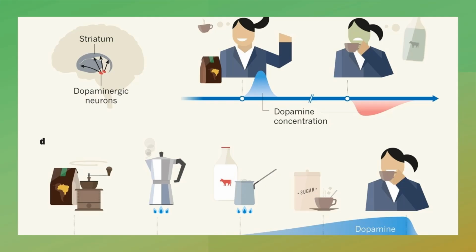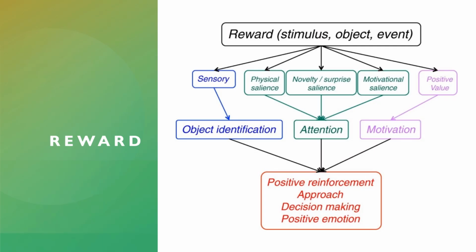So this is another example of prediction error. The girl is making coffee, however the coffee tastes bitter or sour. So the dopamine activity goes down. But the next time when she makes coffee again, she puts in milk and sugar, it tastes sweet, and the dopamine goes up.